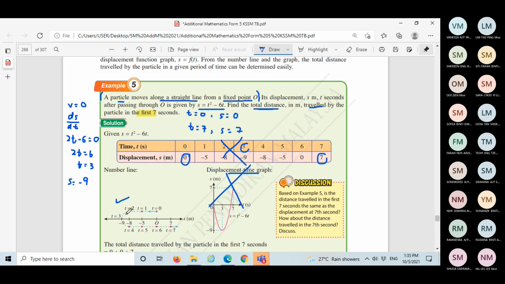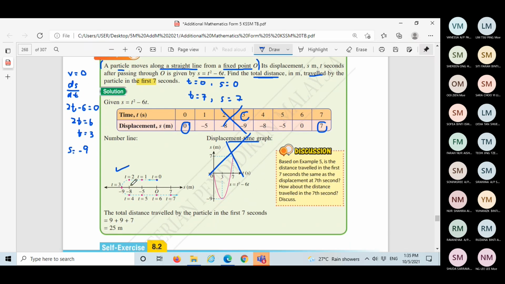Okay, now you see the number line. When t is 0, put here 0. Maybe you ask, hey, teacher, how to start with this number line? Now I draw for you. You see what points I have? s is 0, s is 7, s is negative 9. So quite simple. I draw it here 0. I mark here 7. Negative 9 on the left hand side, I mark here negative 9.